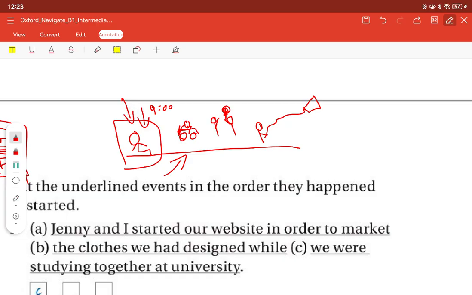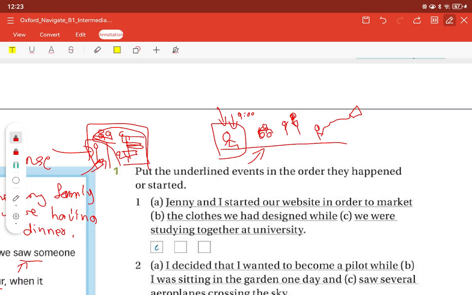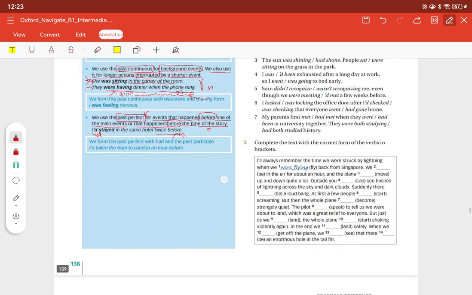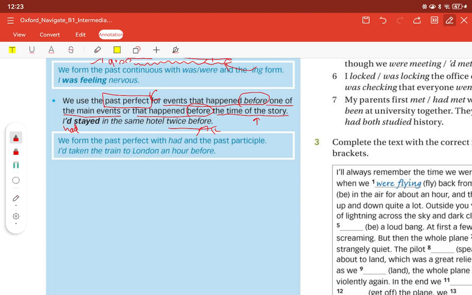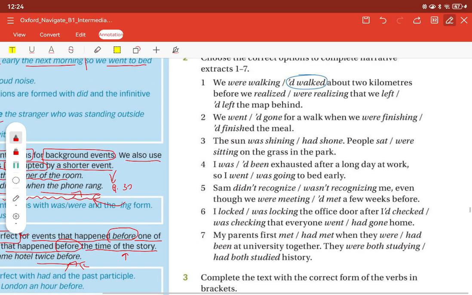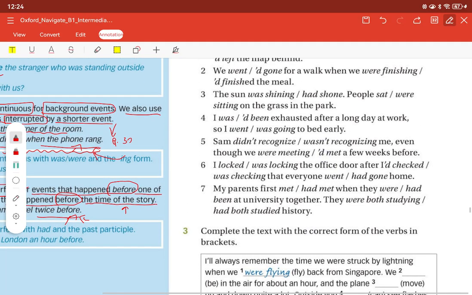So I hope now you are able to understand the differences between background events and main events. Okay. For the past simple and past perfect, it is very easy, right? It's just the events that happened before any other events in the past. Okay. But let's take a look at this exercise together. We went for a walk when we were finishing, or when we had finished the meal. Which do you think is correct? Here you have to choose between the past simple and the past perfect.